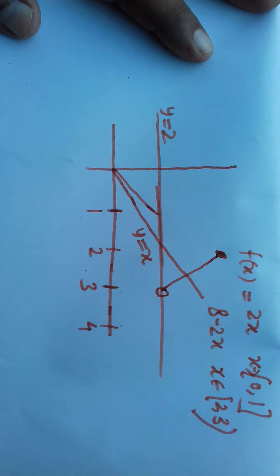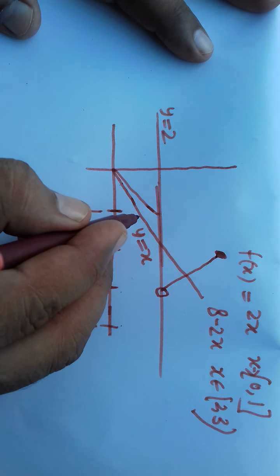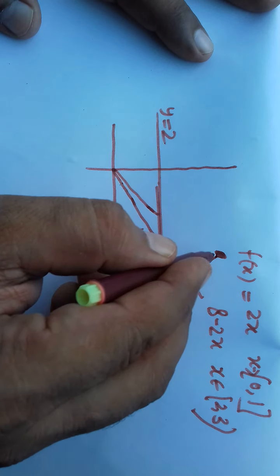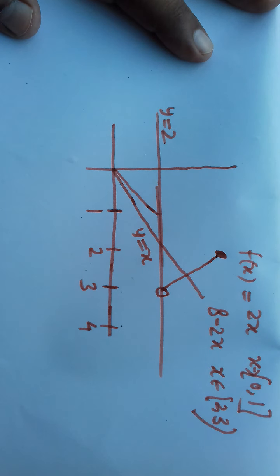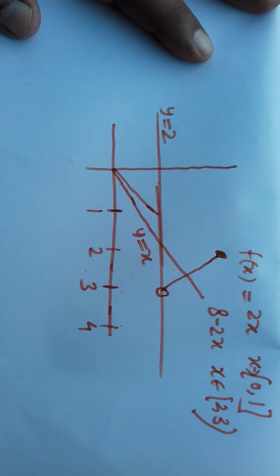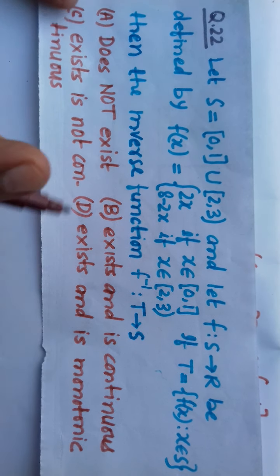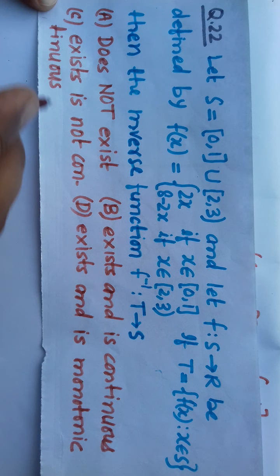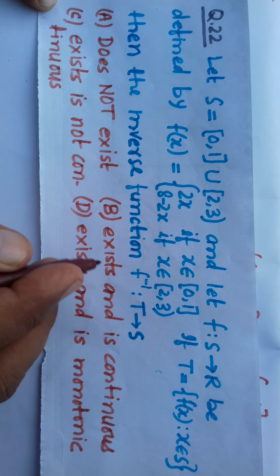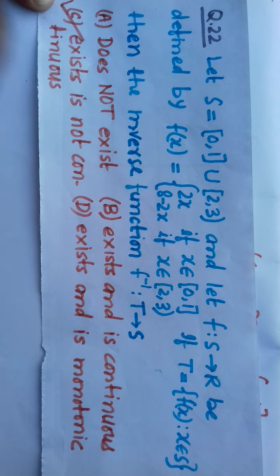So the inverse exists, but you see the function is in two parts. One is here, the second is here. Its image also will be in two parts, so the function is not continuous. So we arrive at a conclusion that the inverse exists but is not continuous. So C is our right option.